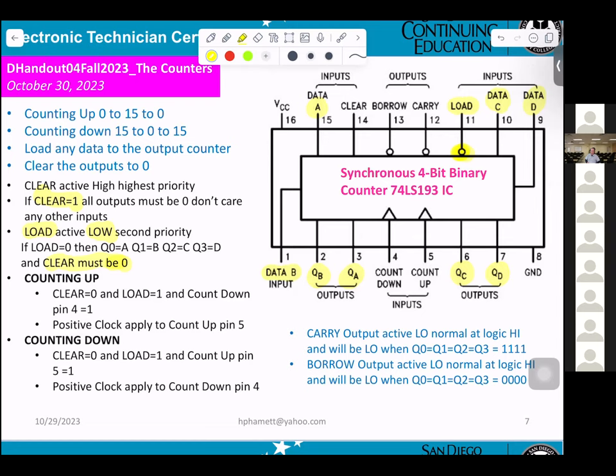Then now, you want to count up. If you want to count up, clear must equal zero and load must be one. So you can count up. And for counting up, the clock will go to pin number five.